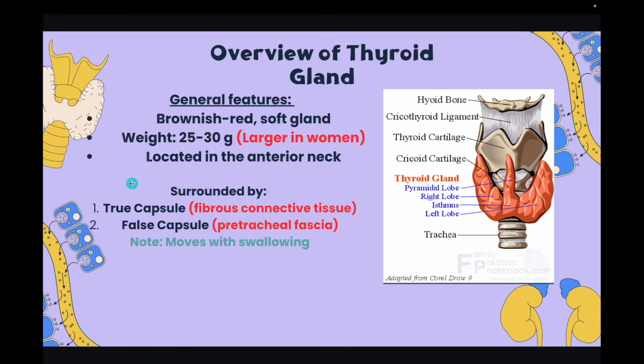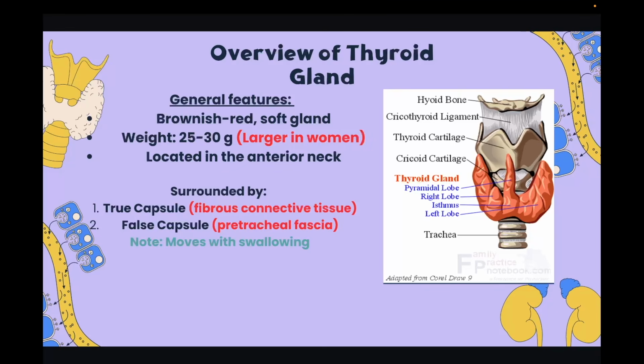It's also surrounded by two layers, the true capsule and the false capsule. The true capsule is the layer that is in touch with the thyroid gland, and it's made out of fibrous connective tissue. Also, in histology, it's made out of dense irregular tissue. And the false capsule is the outer layer that's not in contact with the thyroid gland; however, it's in contact with the structures around the thyroid gland, such as the trachea.